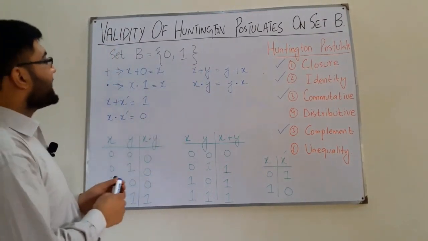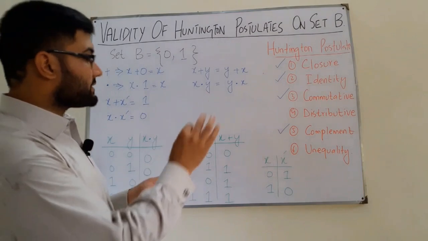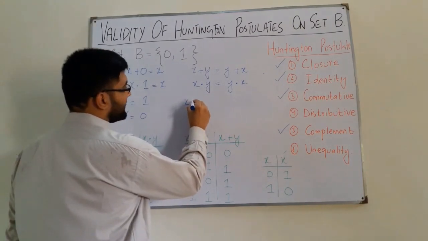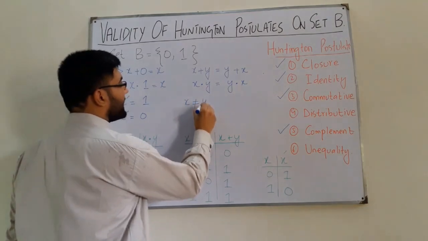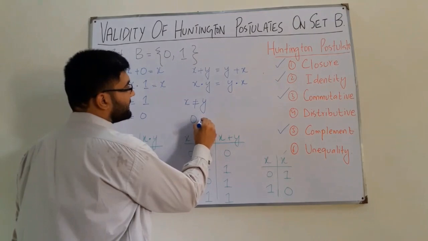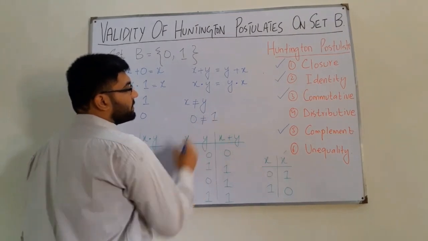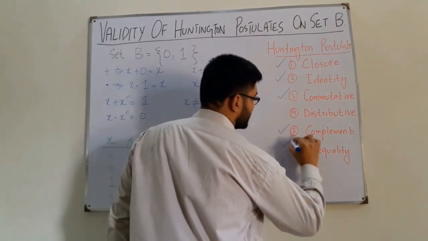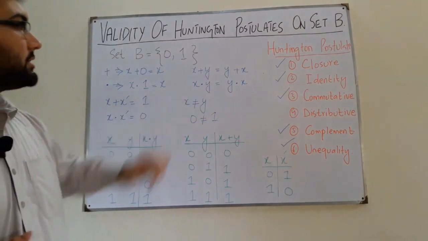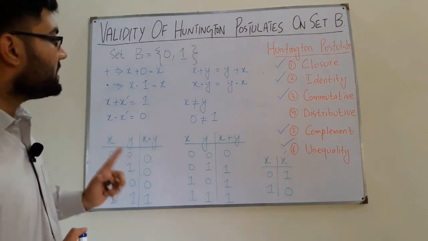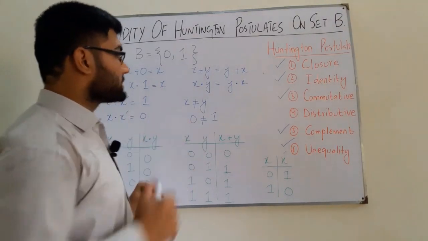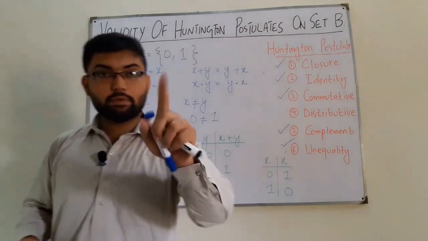And the sixth, the inequality, that there exists at least two elements x and y in the set such that x is not equal to y. And we have seen that we have two elements, 0 and 1, and 0 is not equal to 1, which means that this property is also satisfied. For the distributive law, I will be making a table. From the table, I will be explaining that. So let me make the table.